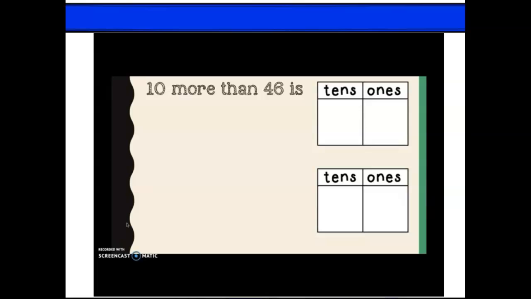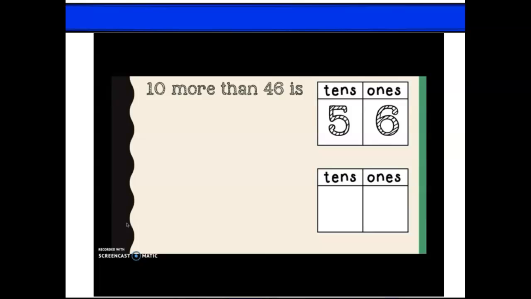All right, this time, instead of doing the arrow with the minus 10 or the plus 10 above it, I put it into words. It says 10 more than 46 is. And then you'll see that empty place value map. Now, I'm not going to draw a picture this time, but if you need to, you can draw a picture in your math journal or your dry erase board to figure it out. Press play when you're ready to check yourself. You're finding 10 more than 46. All right, ready? So 10 more than 46, that would be 56, or 5 10s and 6 ones.